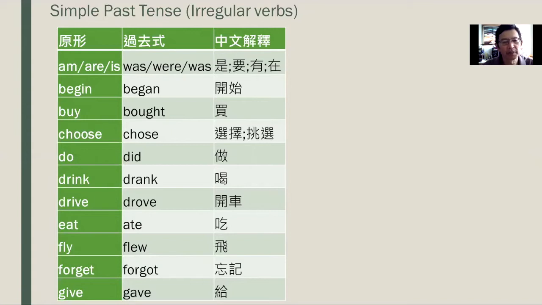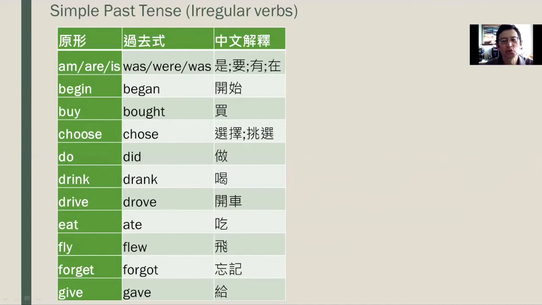Please say the words with me. 跟我说. Am, are, is now becomes the past tense of was, were, and was. Begin has the past tense of began. Buy, bought. Choose, chose. Do, did. Drink, drank.